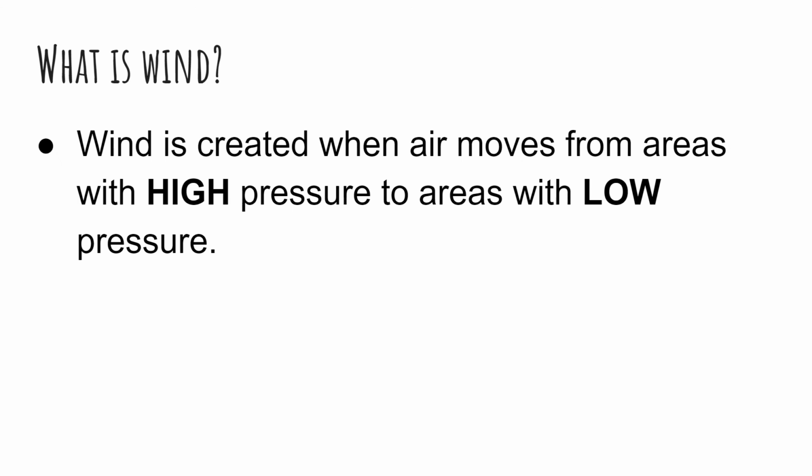Lastly for today, what we're going to talk about is wind. Wind is created when air moves from areas with high pressure to areas with low pressure. So let's just say one area has high pressure, the other area has low pressure, the air is going to flow from high to low, and that's how we get wind. This is going to be important when we talk about breezes later on in the year. Wind is pretty simple, but that's exactly how the wind moves. It's just air moving from high pressure to low pressure.